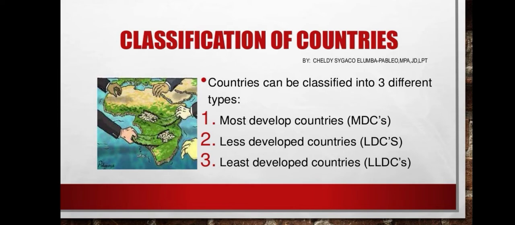There are three classifications of countries. Number one is the most developed countries, which is MDC. Second is the less developed countries, which is LDC. And the third is the least developed countries. These are classifications based on the resources that they have, their advancement in technology, and many more.